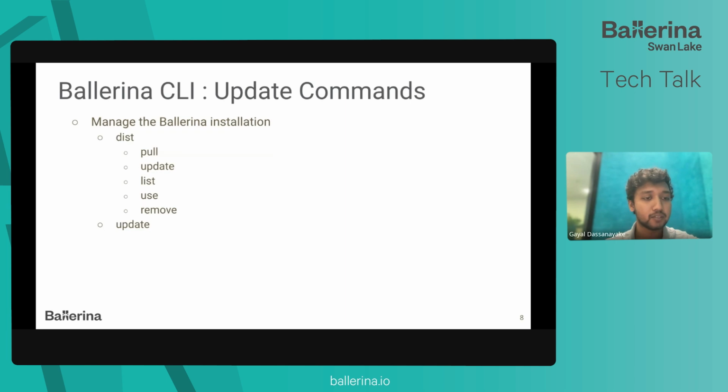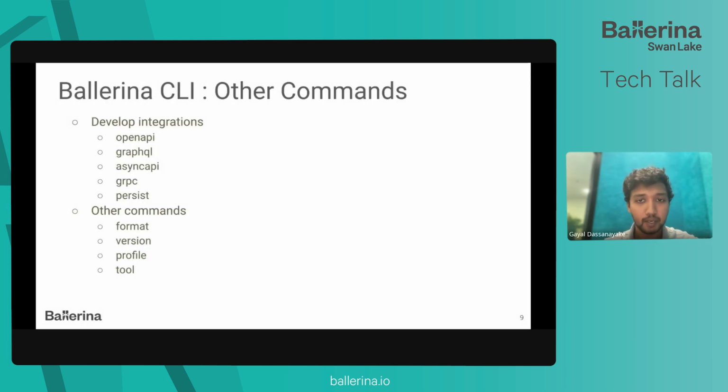Then you can list all the distribution versions that are installed locally, and with the use command, you can switch between different versions, and using the bal dist remove command, you can remove an entire distribution from a local machine. And all these things are done using the Ballerina update tool, and this update tool can be updated using the bal update command.